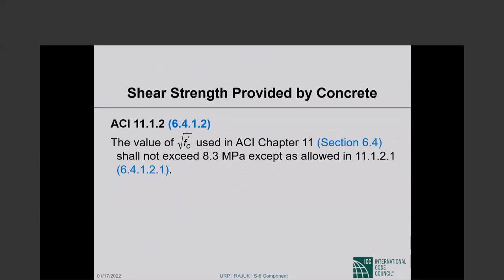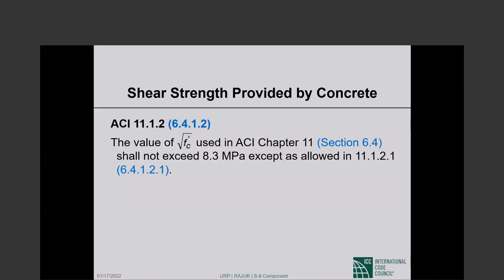Now, something that is basically a twist, if you like. So the value of square root of f sub c prime, whenever we talk about V sub c, we typically express it in so many square root of f sub c prime, and that is sometimes true of V sub u also. Let us say shear strength is so many square root of f sub c prime. Square root of f sub c prime shall not exceed 8.3 megapascals, except as allowed in 11.1.2.1.